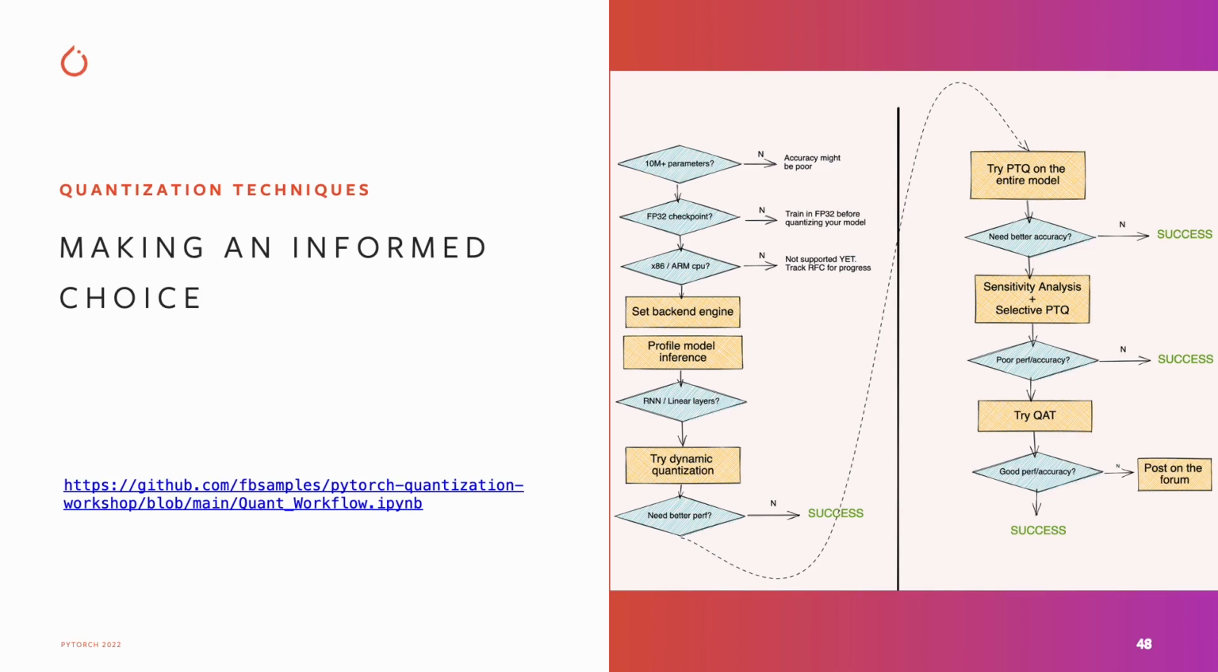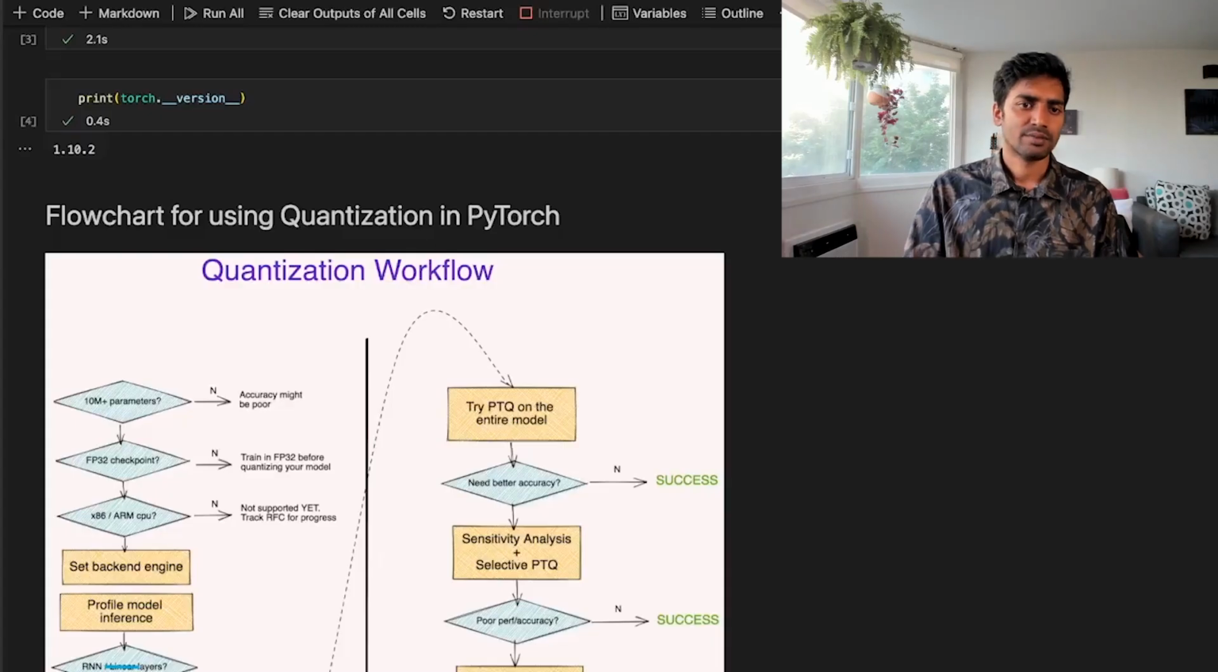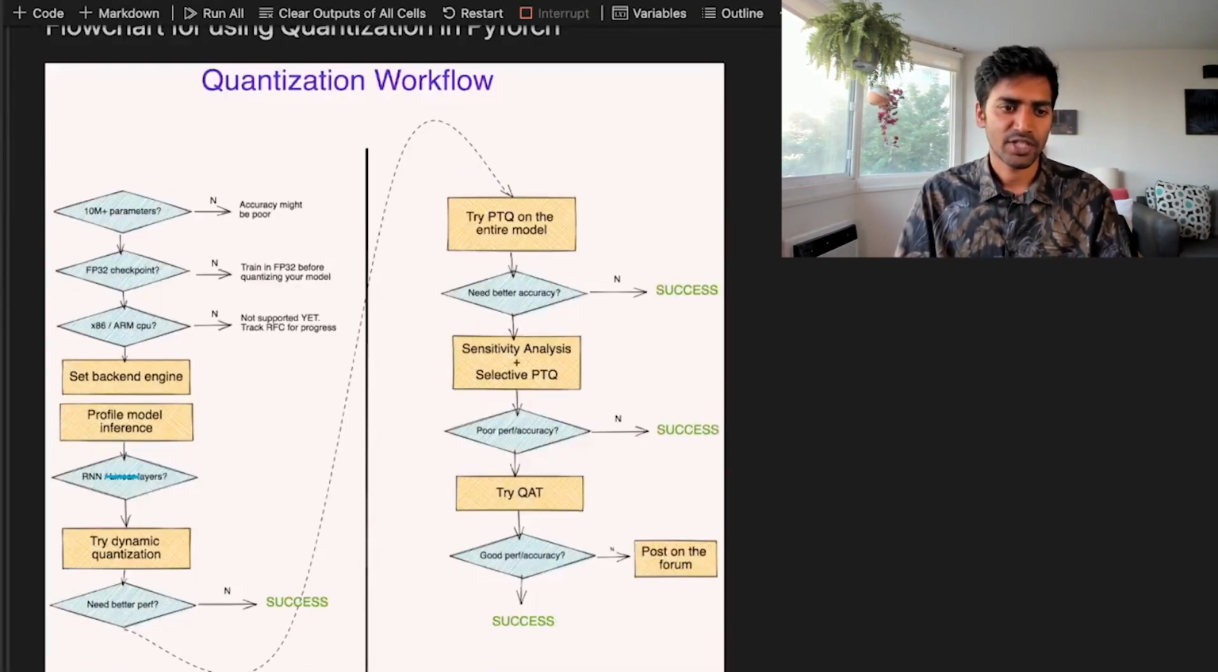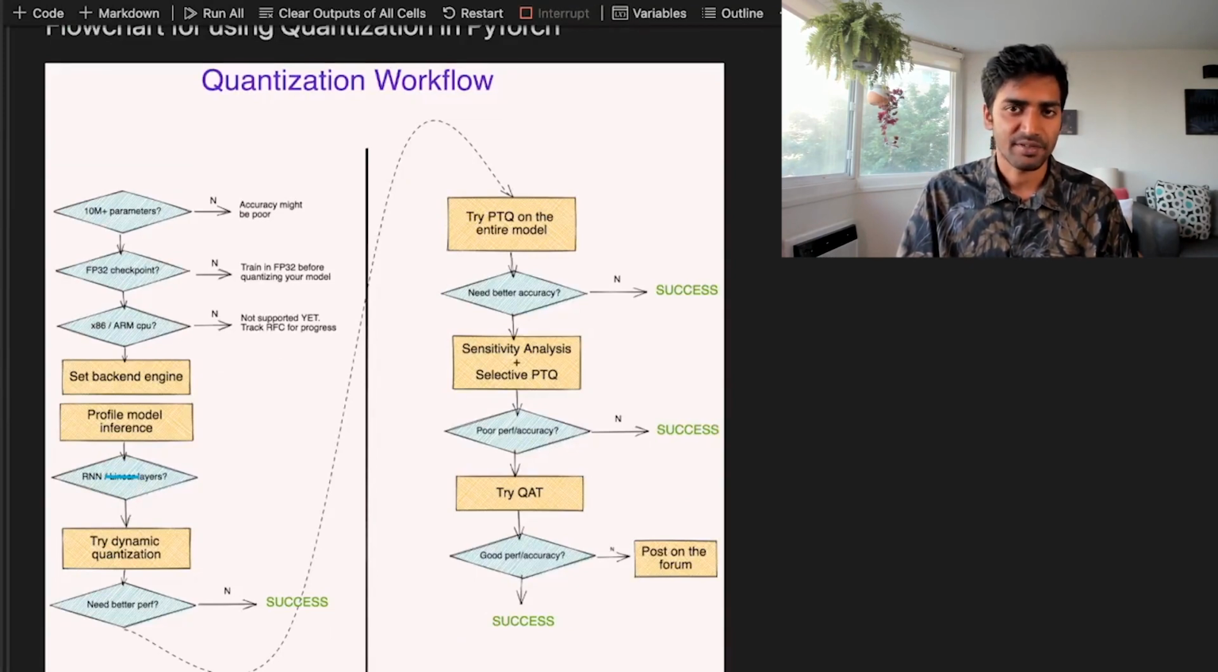If you'd like to follow along, please clone this repository and open the workflow notebook. It has code for going through the quantization of a ResNet 50 model. So we're going to follow this flowchart, and I'm going to be voicing over the reasoning behind each step.